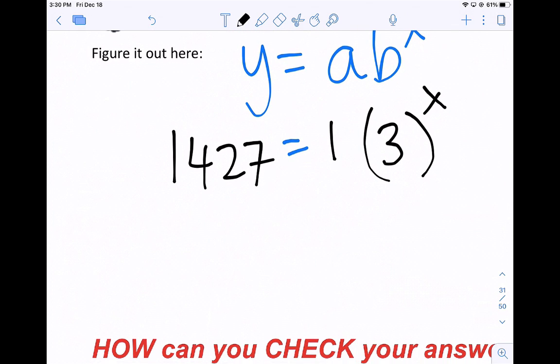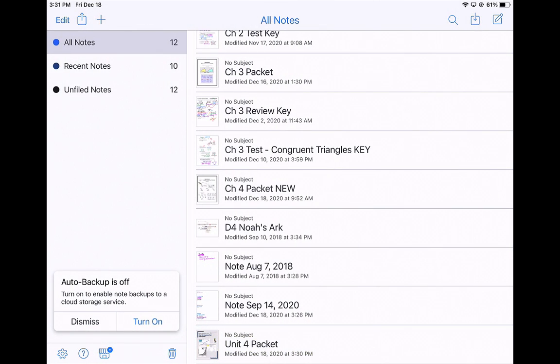And before, we've solved this using guess and check. So we would just type in numbers. 3 to what power is 1,427? So let's try that one more time. And then by the end of the lesson today, we'll figure out another way, an algebraic way, to solve for x when it's the exponent.